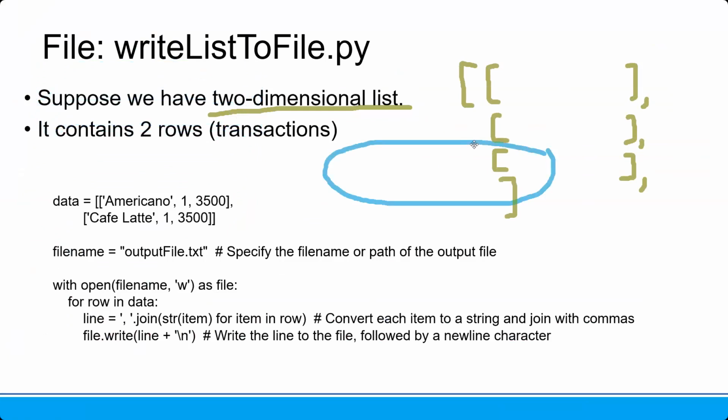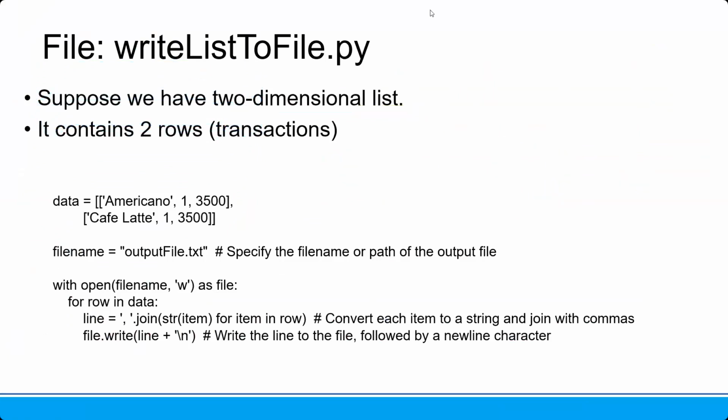Because we are going to look at a coffee shop, we have three elements. How do we know we have three elements? We have Americano, this is the first element. We have 1, this is the second element. And we have 3,500, this is the third element.